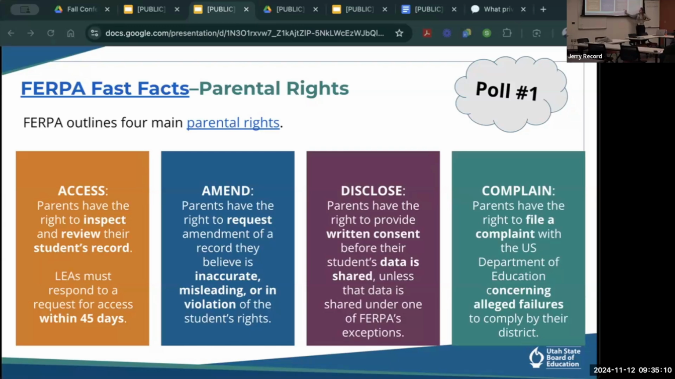Third is the right to disclose. So parents have the right to grant consent before sharing certain data. There are a few exceptions to this, but this is the general idea, that parents should have the ability to give consent or not give consent. And finally, they have the right to file a complaint, which kind of came up just a second ago, with the US Department of Education if they feel like their FERPA rights have been violated.